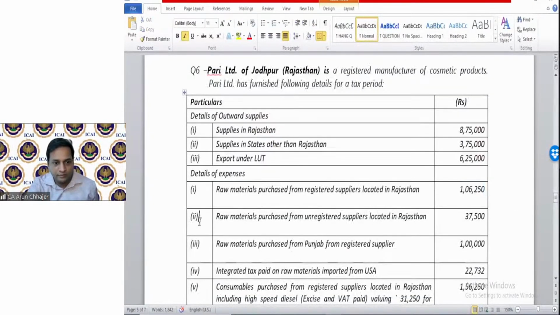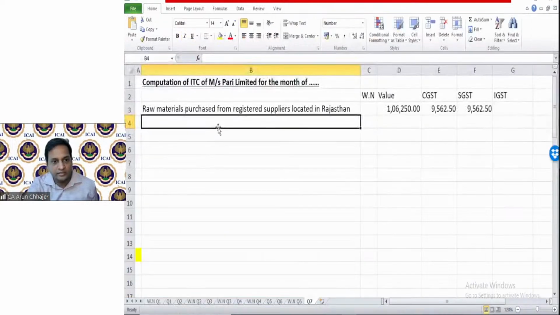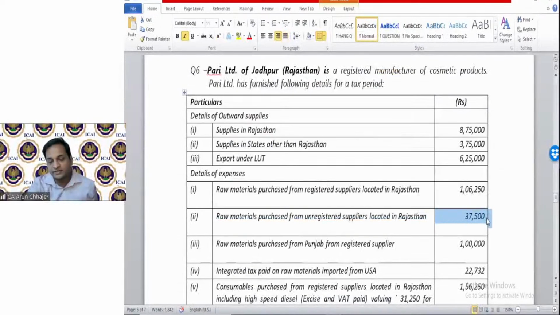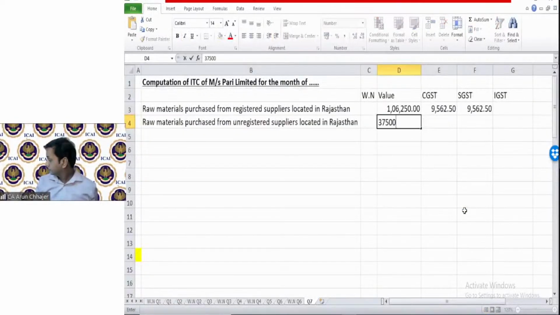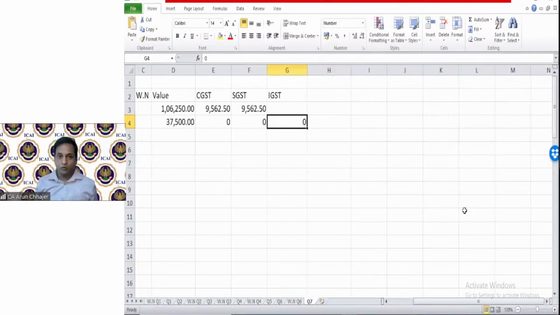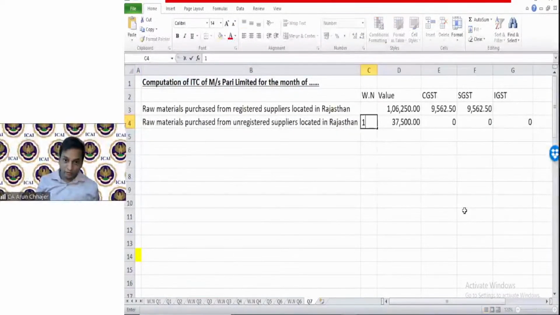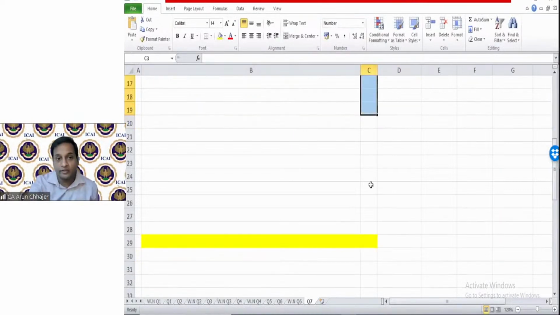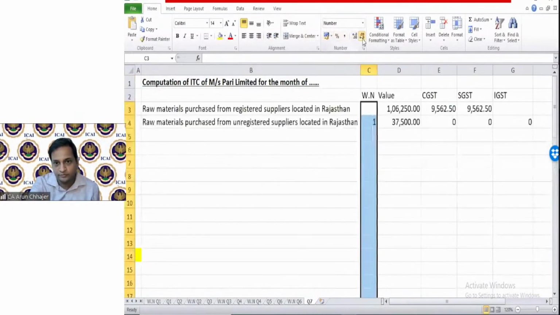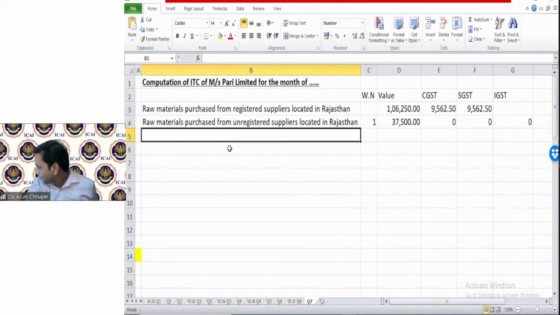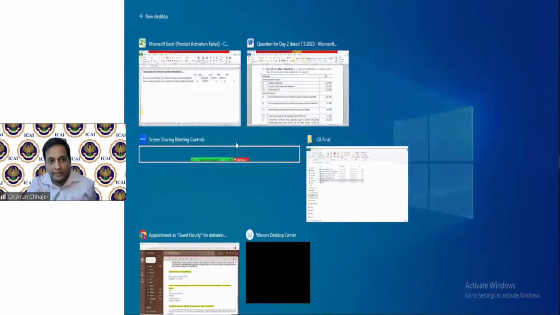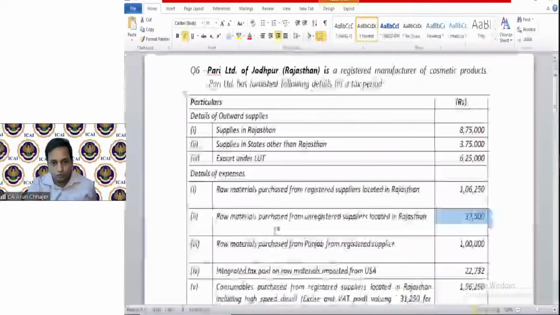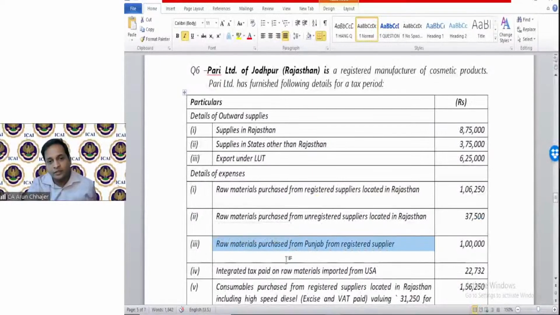Next is raw material purchased from an unregistered supplier in Rajasthan. What is the value? 37,500. Is there any tax? No. Yes, you can write here a working note, which we have already done, like section 9 subsection 4. So any point which you would like to discuss in detail, you can ping me or chat me, and I will take up that particular point in detail.